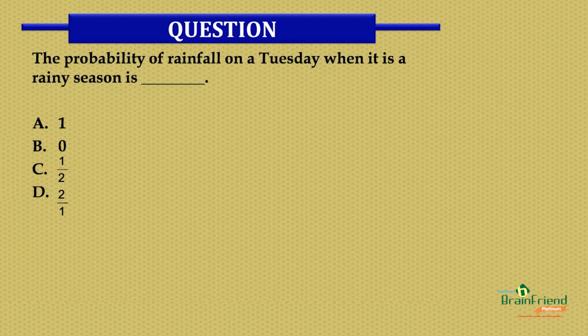Question 1. The probability of rainfall on a Tuesday when it is a rainy season is option A, 1, option B, 0, option C, 1/2, option D, 2/1. The correct answer is option C, 1/2.